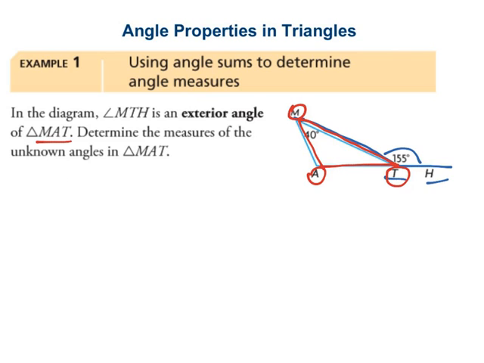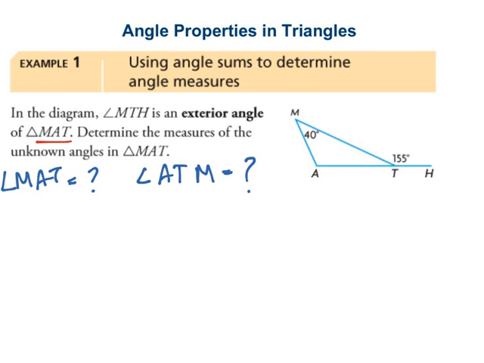And what we're looking for is the unknown angles that we don't know. So specifically, angle MAT, we don't know that one, and we don't know angle TM. Specifically, we're looking for, we could call it angle 1 and angle 2, right there. And now let's find those angles.